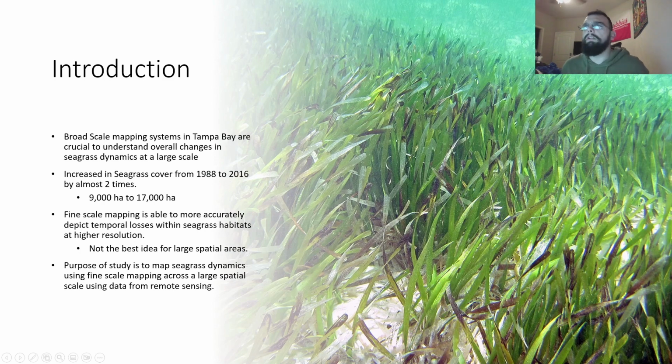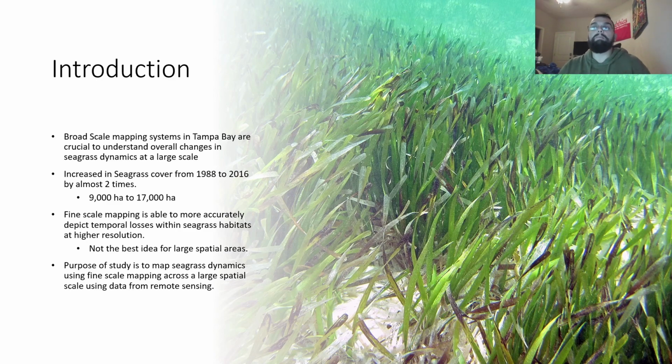So the introduction of this paper talked a little bit about how broad scale mapping systems already in place in Tampa Bay were crucial to understanding the overall changes in seagrass dynamics at a large scale. It actually mapped an increase in seagrass cover from 1988 to 2016 by almost double in size, from 9,000 hectares of seagrass covered area to 17,000 hectares.